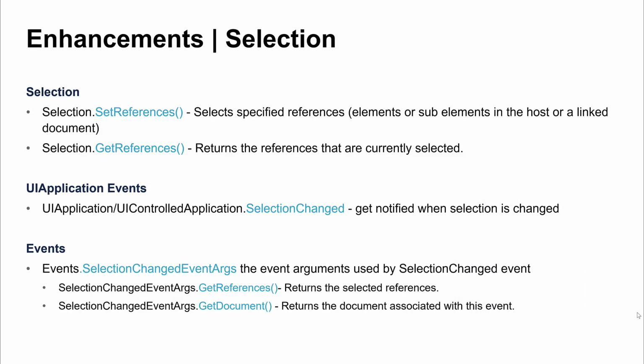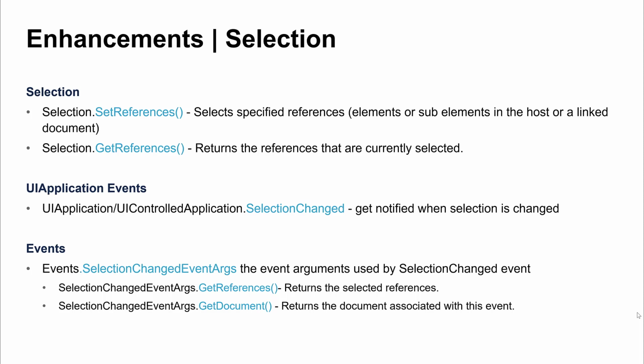Next, we've got enhancements to selection. The first one is the ability to get and set references that are part of a selection. So this includes elements or sub-elements in either the host or a linked document, so you can actually specify what a selection contains.